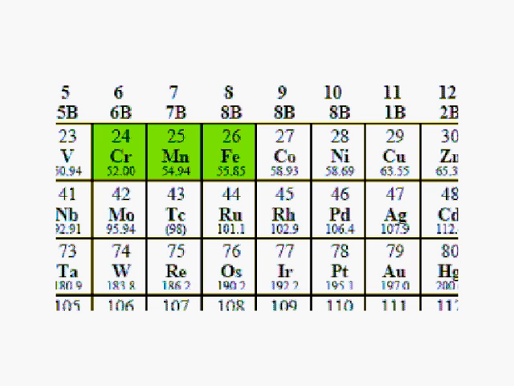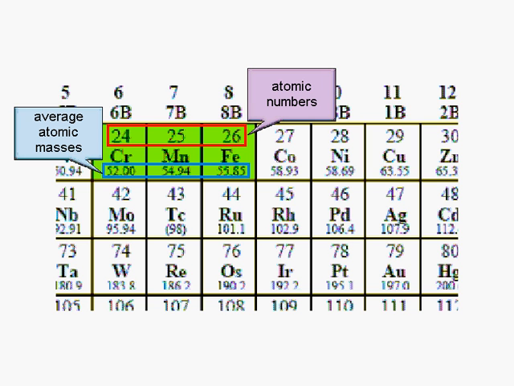Here are chromium, manganese, and iron. The whole numbers shown here, 24, 25, and 26, are the atomic numbers. The other numbers shown here are the average atomic masses, not mass numbers. A typical periodic table doesn't give mass numbers. So, what's the difference between mass number and average atomic mass?